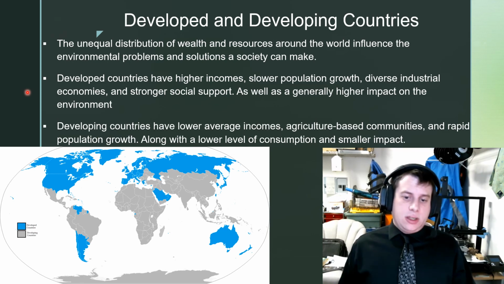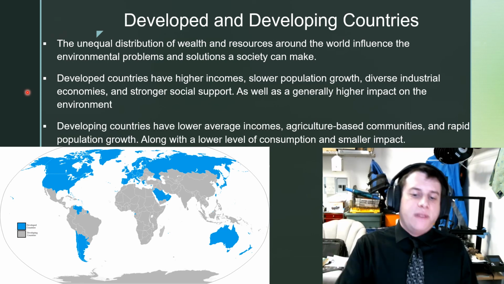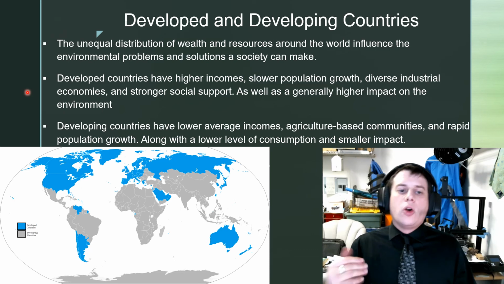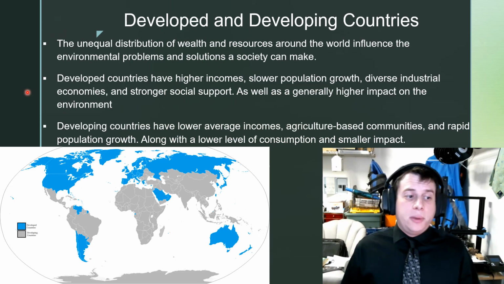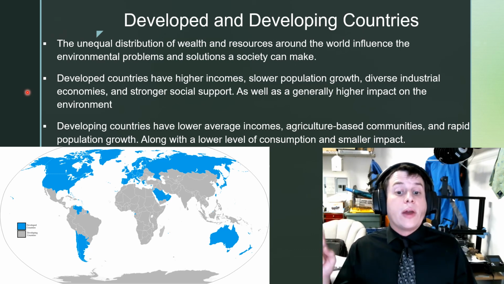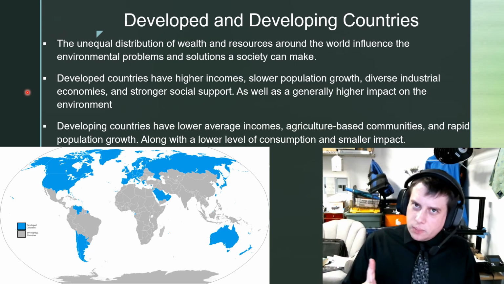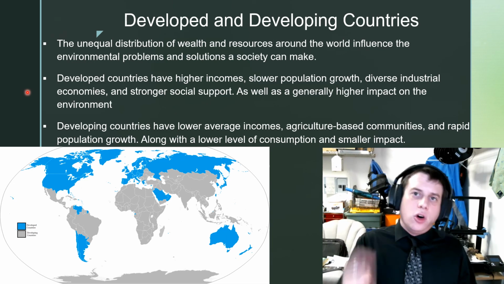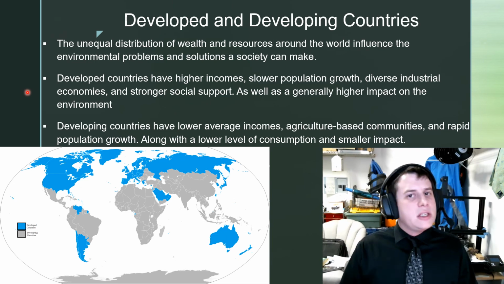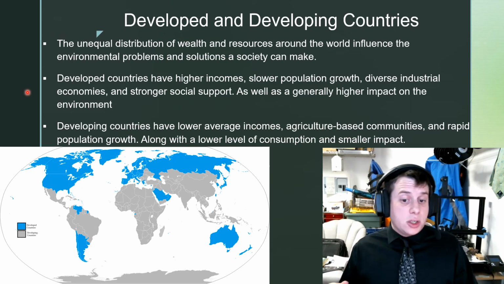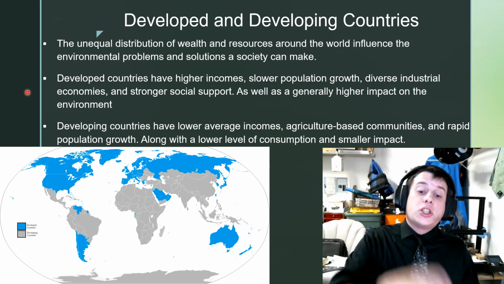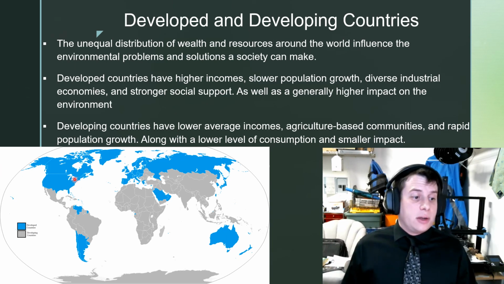Developing nations, nations that are less developed economically, are going to have generally more agricultural-based communities, rapid population growth, and a lower level of consumption and a smaller impact on their own. However, because of globalization, in a lot of these developing nations, there are large companies from developed nations going there and extracting resources causing environmental damage.